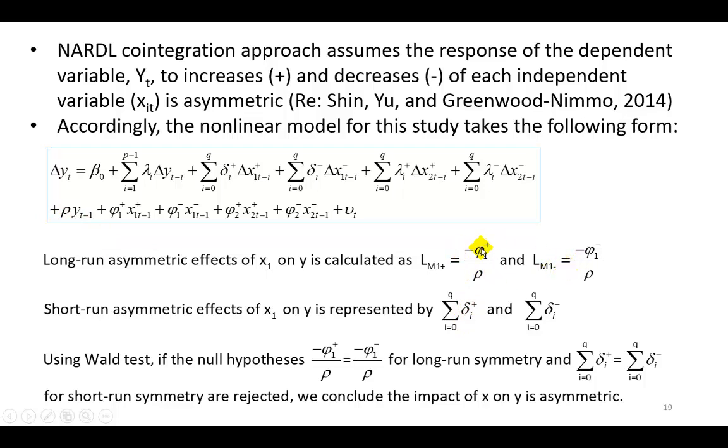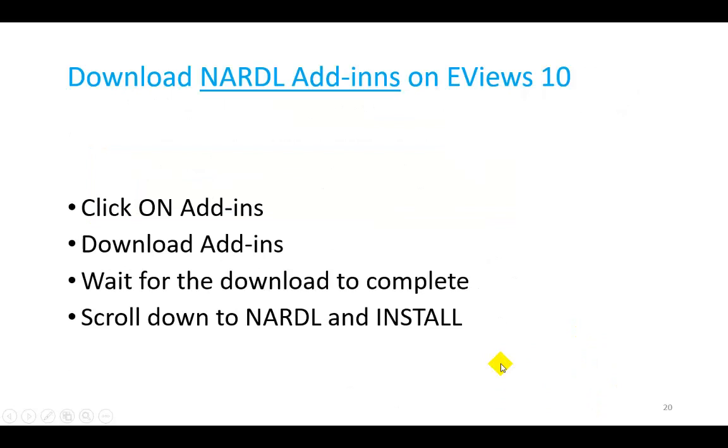That tells you that if any of these coefficients is a negative, then automatically the numerator is going to be a positive. Now, for the short-run asymmetric effects of x1 on y, which again is going to be the composites of the short-run coefficients, as you can see right here, we're going to do that for the positive changes and also for the negative changes. And so we're going to then use the Wald test to test for long-run asymmetry, as shown right here, and also for short-run asymmetry, as shown right here.